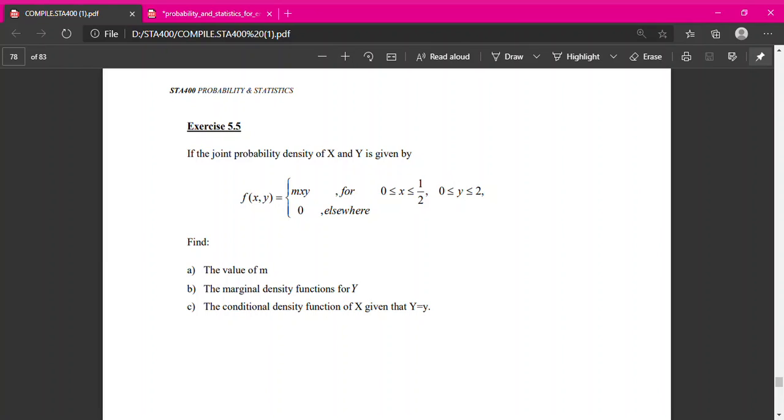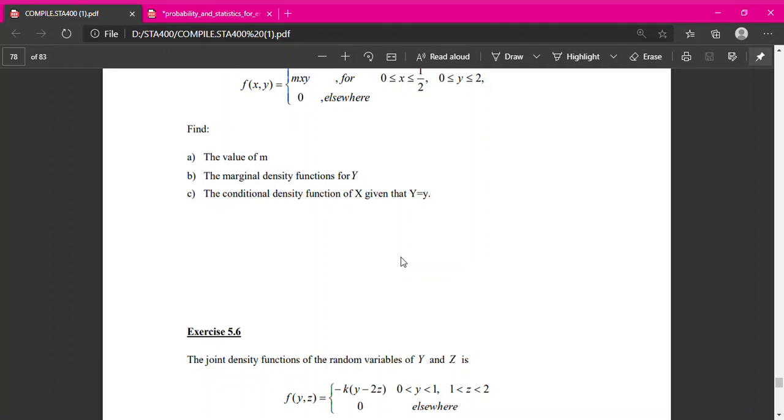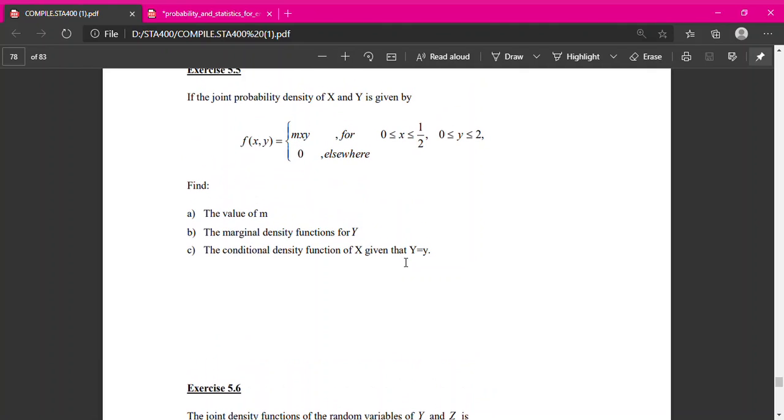So, to do this, we need to use the second condition tadi, which is the double integration of this joint function should be equal to 1. Okay, so let's see. The double integration of the function mxy with respect to x and y should be equal to 1. So, sekarang kita nak selesaikan this double integration untuk dapatkan nilai m. Okay, so x here from 0 until half, and y here from 0 until 2.